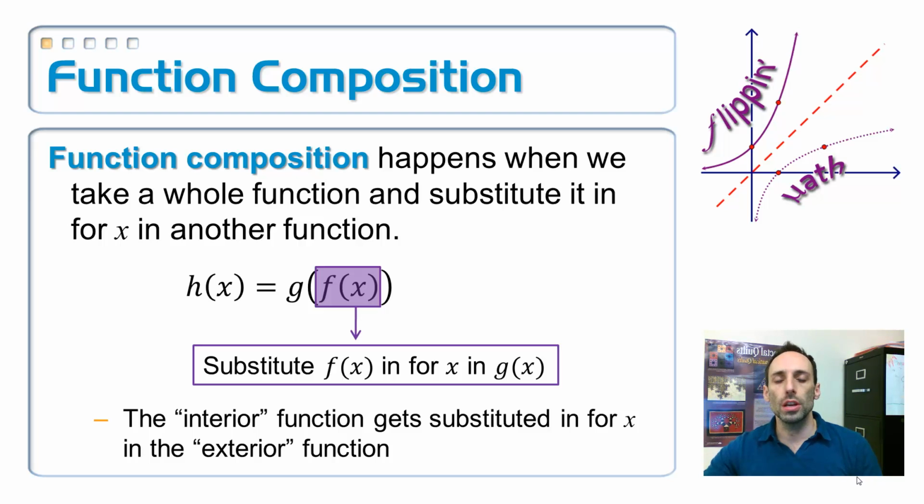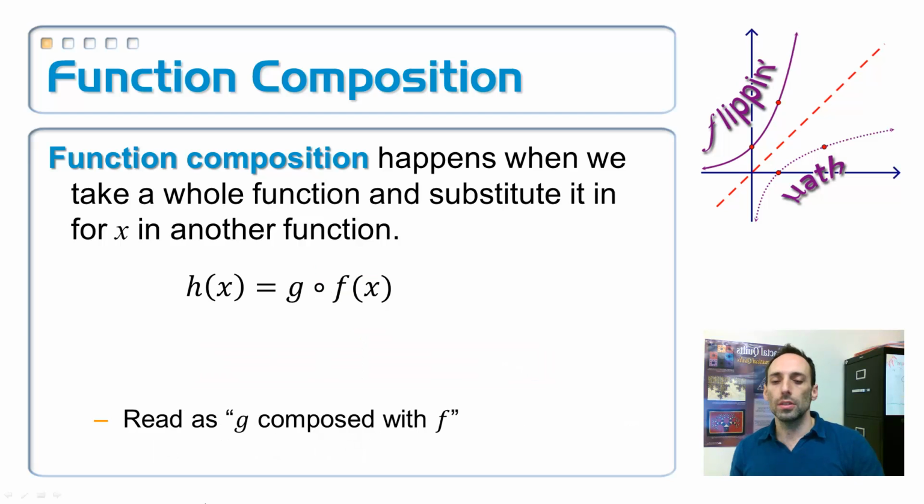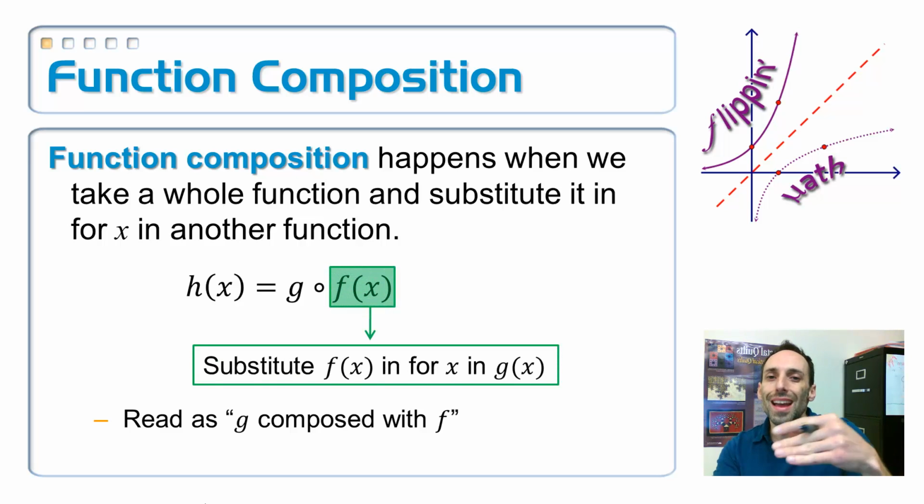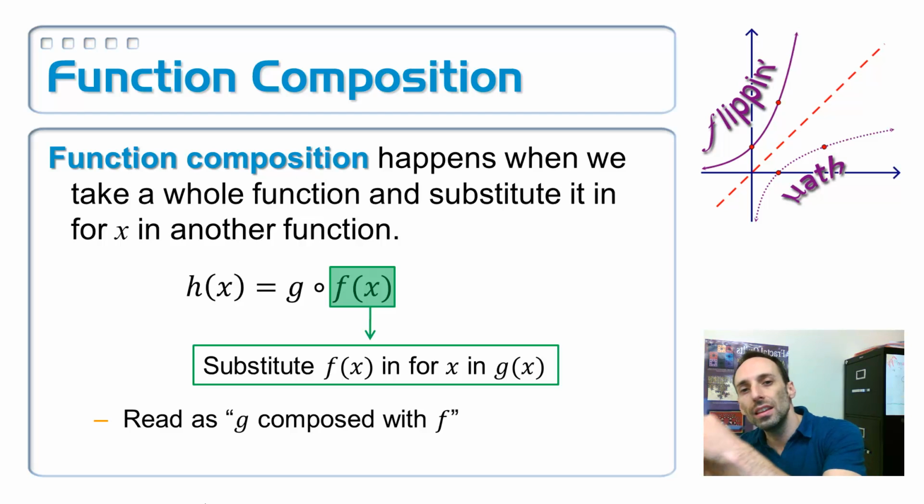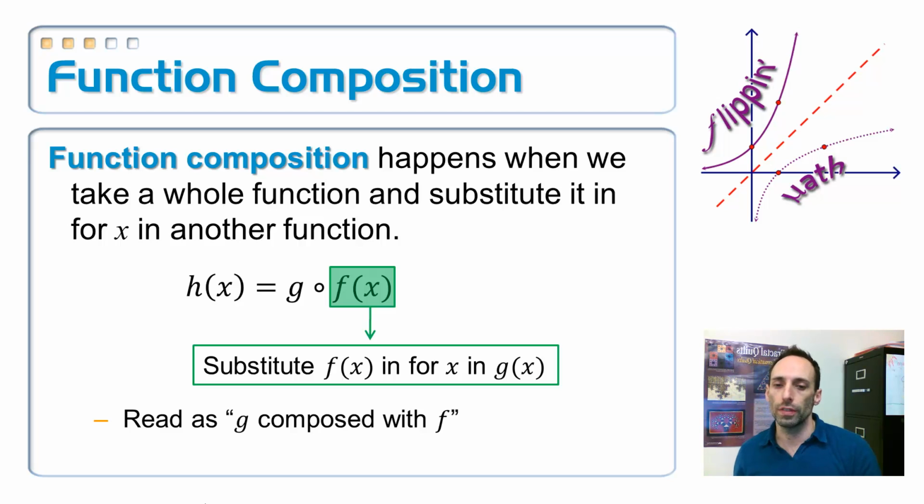Here is another notation that means the same thing. It looks like a little o in the middle, so it looks like it spells "goff," or in the other direction, "fog." But this is read as g composed with f. You can also say g of f of x. Whichever one is closest to the x is the interior function, and that's the one that goes in for x in the exterior function, in this case g of x. Again, the one closest to the x is the interior function.